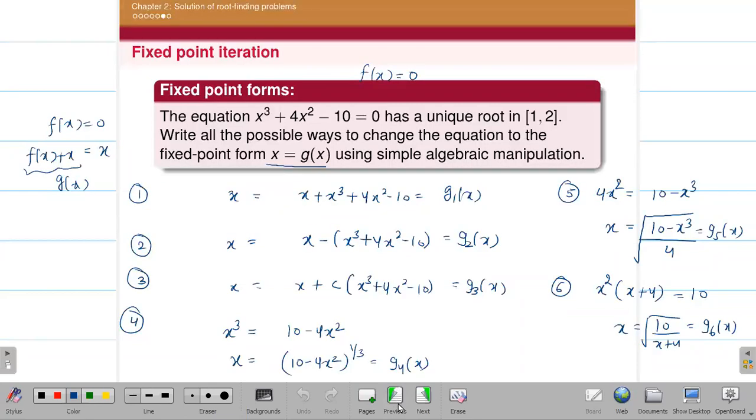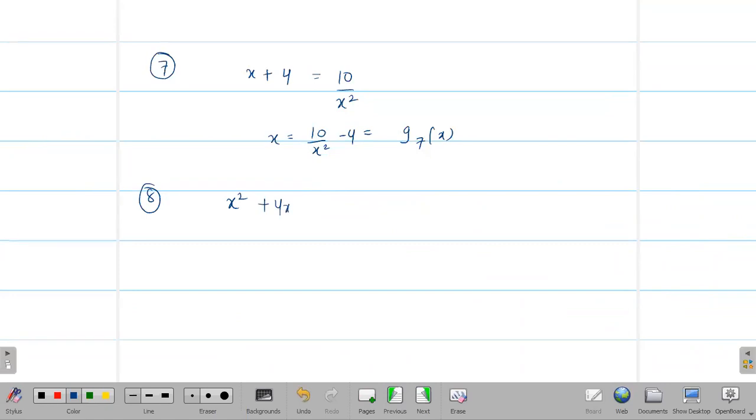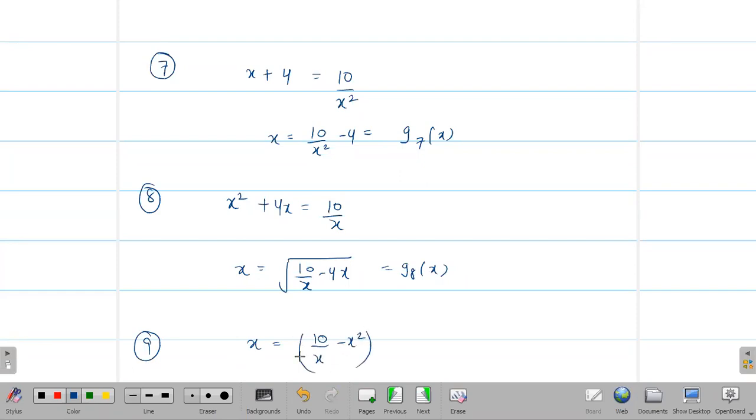Any other? If I divide by x, then I will get x square plus 4x is equal to 10 by x. So I will get x square is 10 by x minus 4x. Then I will take its root. It is g8 of x. And from here only, if I write x is equal to 10 by x minus x square and divide by 1/4, this is also one way. There are several ways to write.